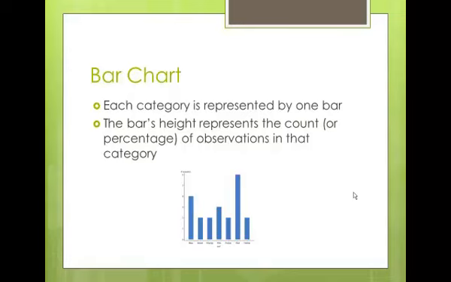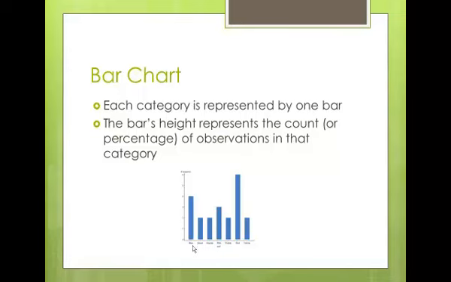Now let's move on to the graphical displays. So we'll start with a bar chart. Probably everyone's seen a bar chart before, but let's just go over exactly what it is. In a bar chart, we have each category represented by 1 bar. And the bar's height gives us the count in that category, or the percent. You can use either one.